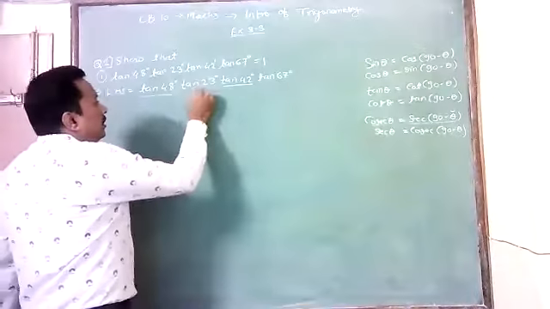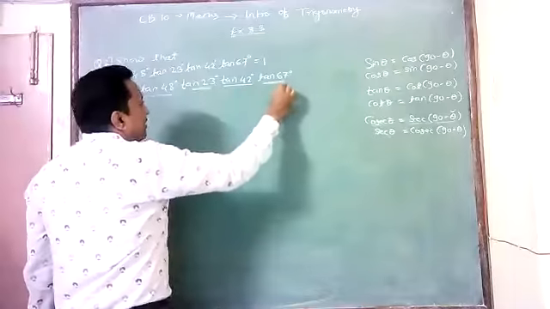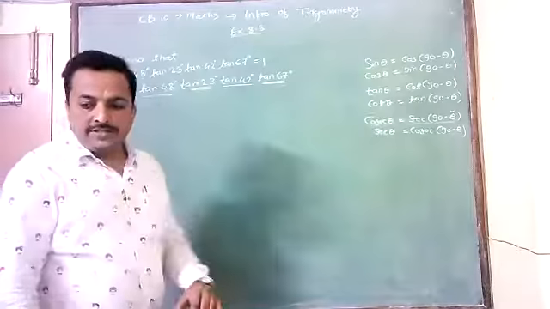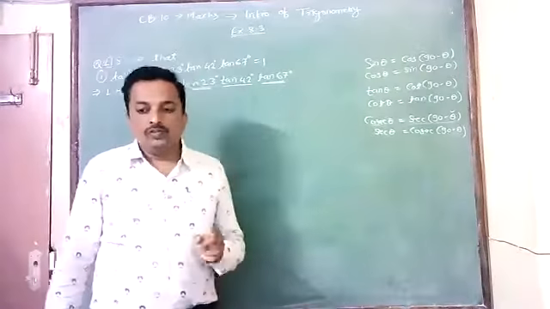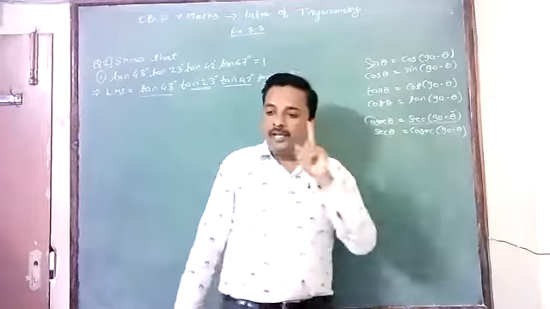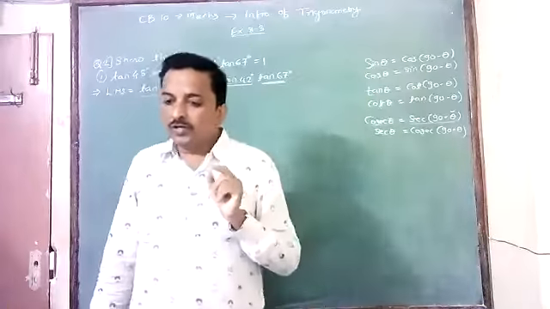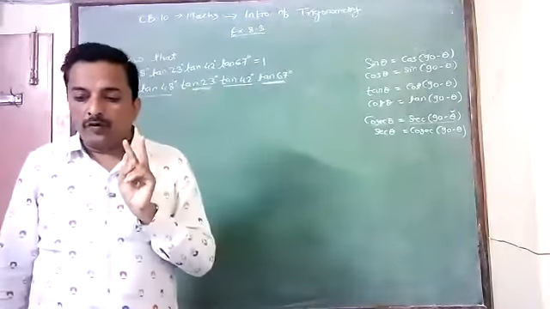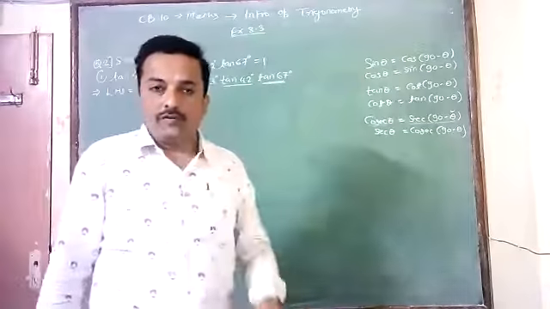And 23 and 67, these are complementary. 67 and 23. So we have to convert this tan into cot. We have to change only one tan. Okay. There are two pairs of complementary angle. We have to change only one.